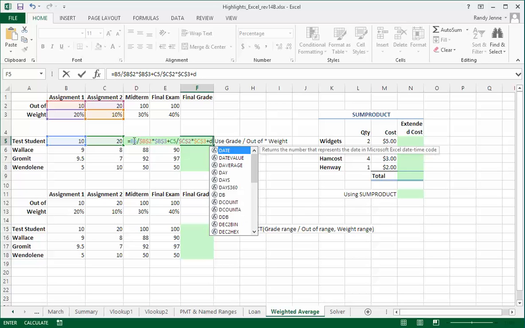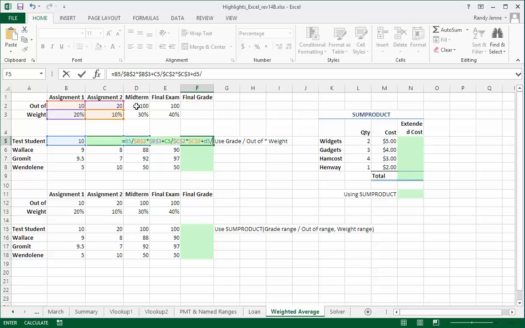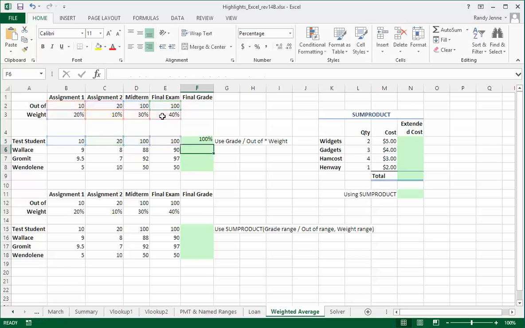So I'm going to go D5 divided by D2, absolute, times D3, absolute, plus, and we're going to do it one more time, E5 divided by E2, absolute, times E3, absolute, and press enter.